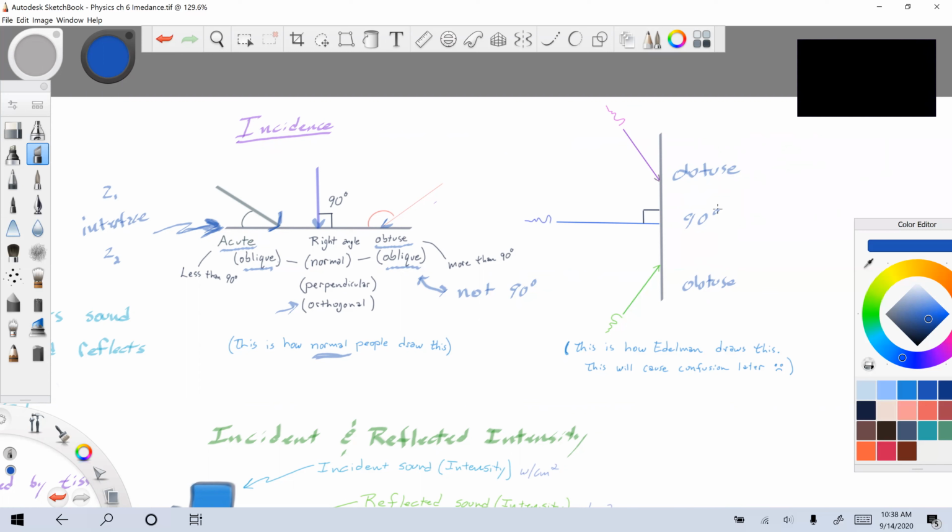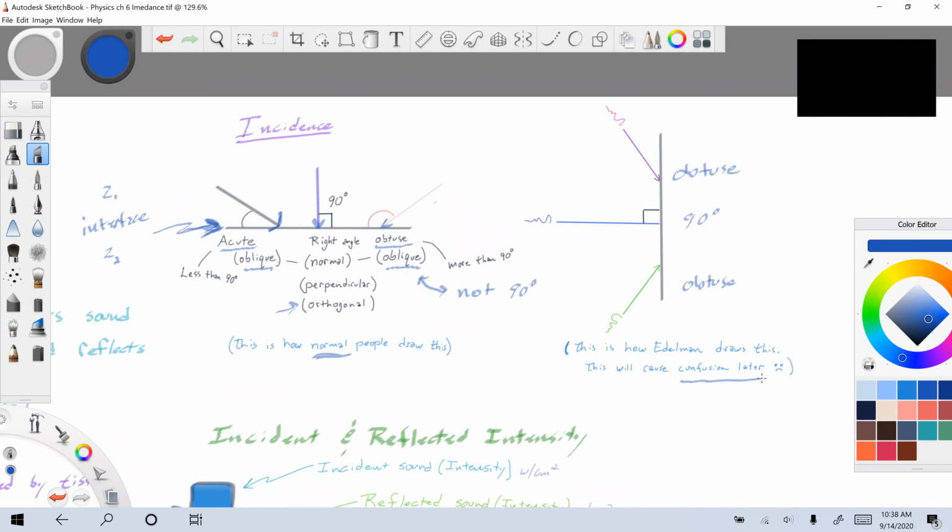This causes a little more confusion in the future, and I want to start tackling that now so that we understand where the confusion is coming from and hopefully get ahead of it so you don't get confused. But in any case, obviously incidents can occur in any of these ways. By the way, different things happen with different incidences.